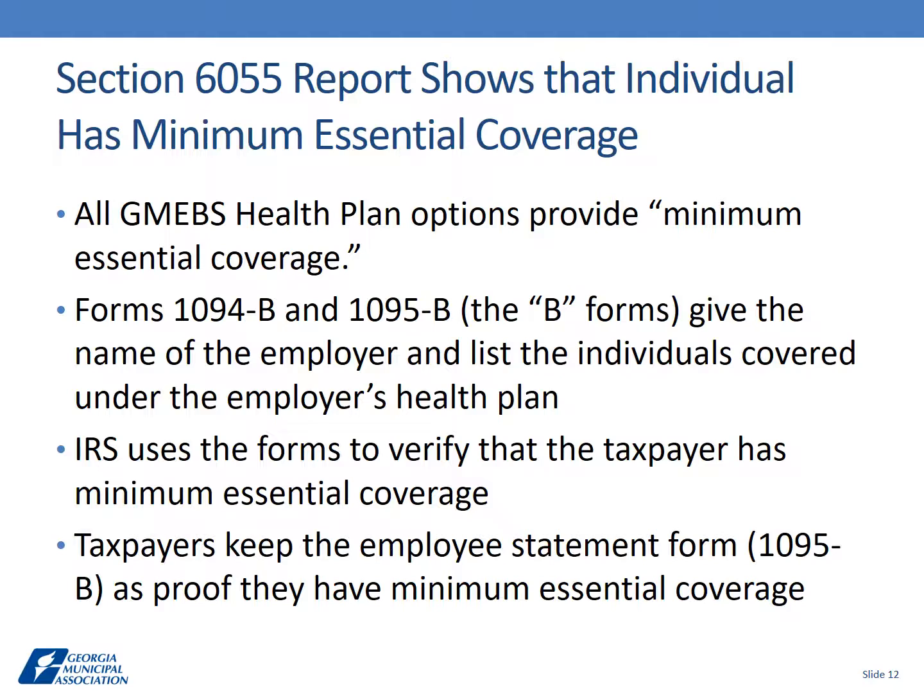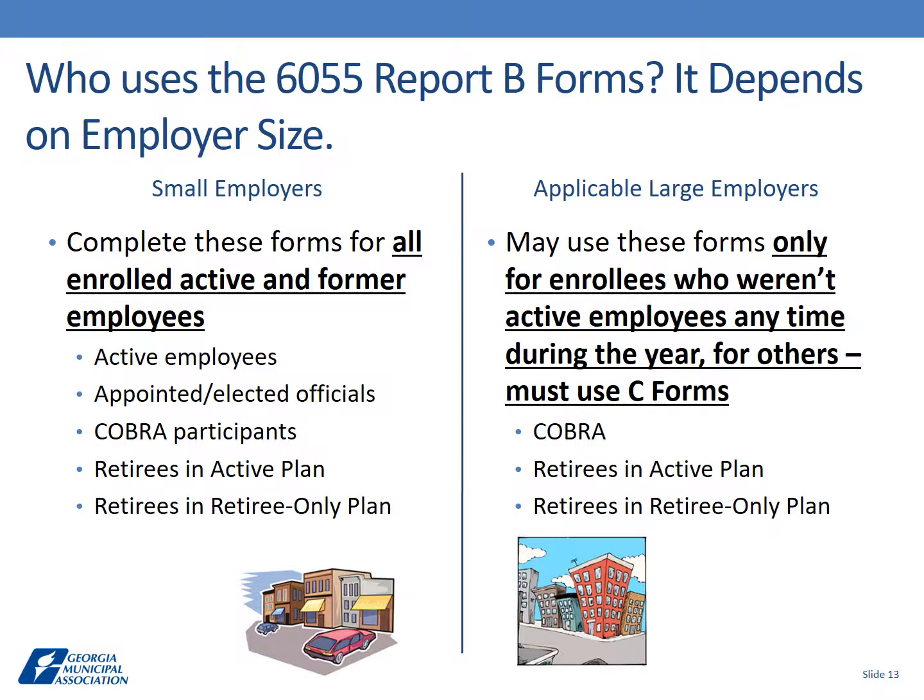The 6055 report shows that the individual has minimum essential coverage. All GMEBS health plan options provide minimum essential coverage. The B forms give the name of the employer and list the individuals covered under the employer's health plan. The IRS uses the forms to verify that the taxpayer has minimum essential coverage, and taxpayers keep the employee statement form as proof that they have minimum essential coverage.